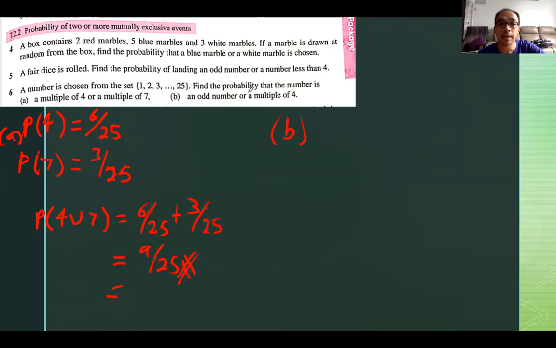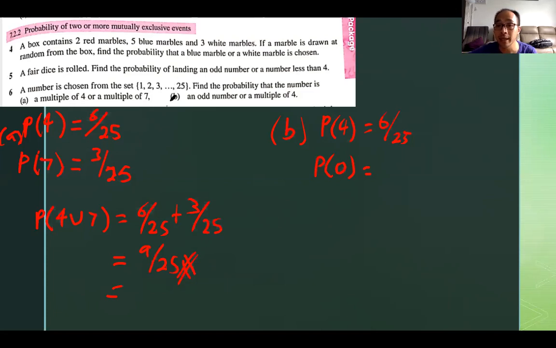An odd number or multiple of 4. Okay, now we already know a multiple of 4 is 6 over 25. Kita tahu lah. Okay. Odd number. I'm going to call this PO. How many odd numbers? What is the probability of getting an odd number? Cuba kira. Probability of getting an odd number. How many odd numbers are there?